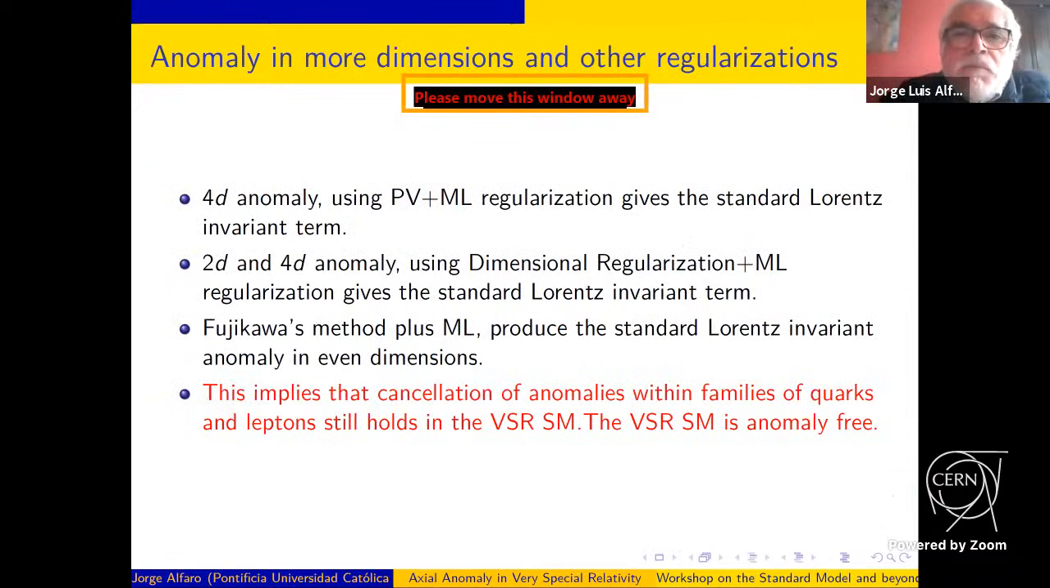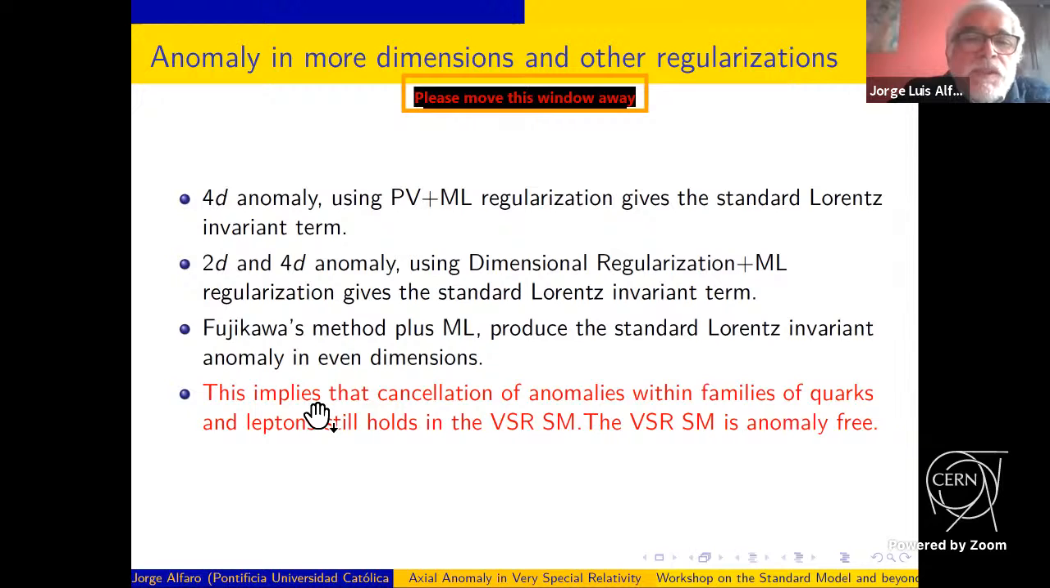So what about the anomaly in more dimensions and other regularizations? The 4-dimensional anomaly using Pauli-Villars and Mandelstam-Leibbrandt regularization gives the standard Lorentz invariant term because of the same argument. The 2-dimensional and 4-dimensional anomaly using dimensional regularization, modified accordingly to accept gamma 5, plus Mandelstam-Leibbrandt regularization gives the standard Lorentz invariant term. The Fujikawa method plus Mandelstam-Leibbrandt produces the standard Lorentz invariant anomaly in even dimensions.